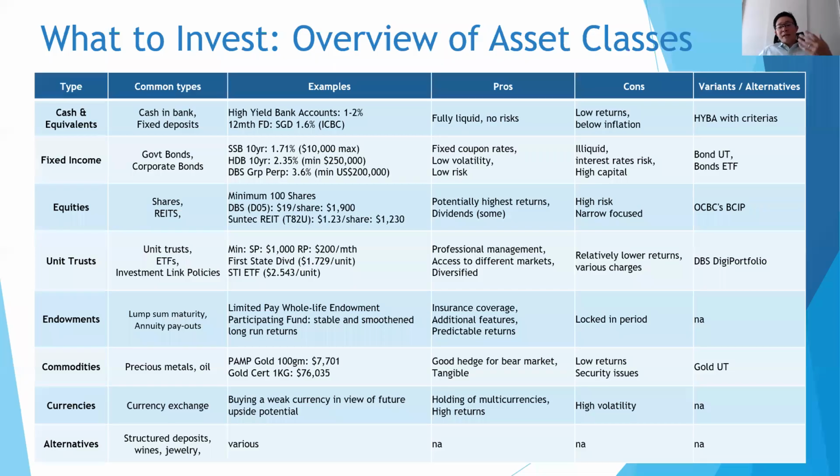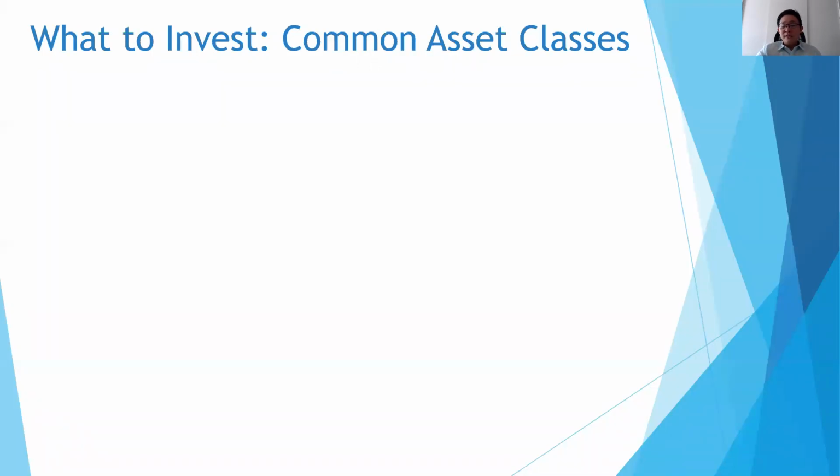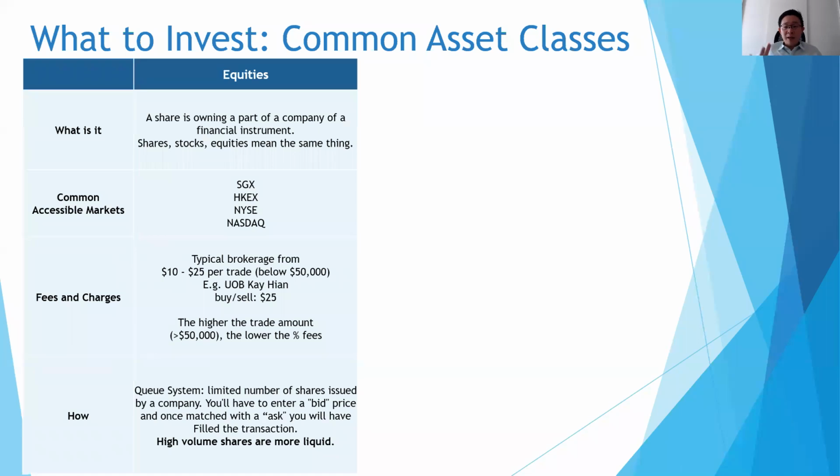As you can see, there is a lot, from cash to fixed income, which are bonds, equities, unit trusts, and so on and so forth. I've listed down some of the common types of investment, with examples and certain pros and cons of each asset class. So do look at this list by yourself. If you have any questions, or want to invest in certain things that you don't understand, do feel free to approach me.